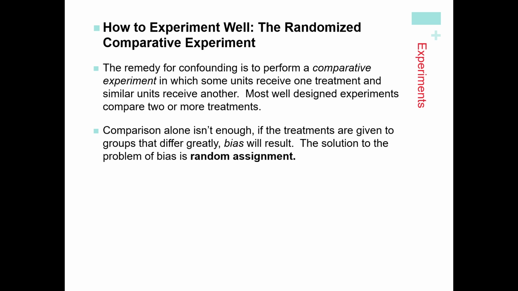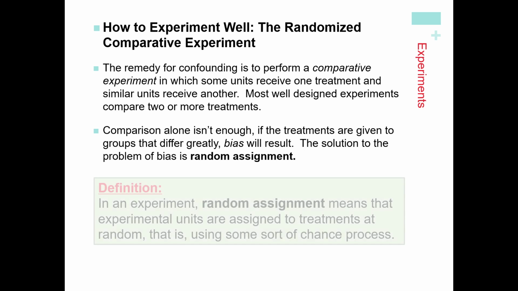So comparison alone isn't enough. If the treatments are given to groups that differ greatly, we're still going to have bias. For example, if we had all the highest performing math students go in one group and all the lowest performing math students go in another group, and we test them on any kind of academic thing, as you might expect, we'd get some bias between those two treatments. So the solution to this problem of bias is random assignment.